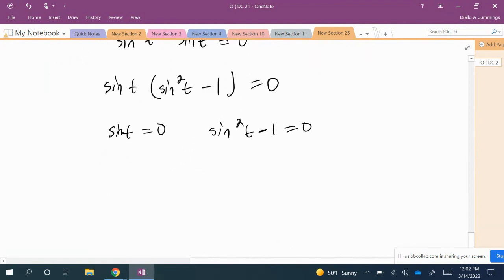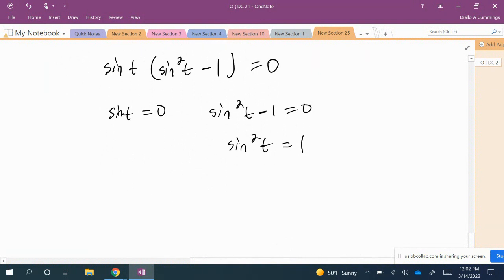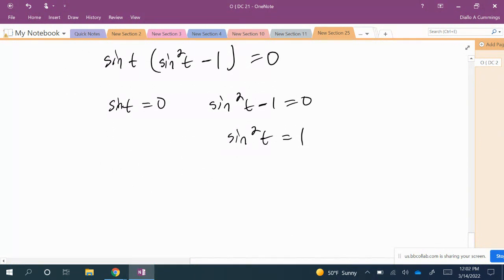For the second equation, I'm going to use the square root property. So I'm going to add 1 to both sides. And then if I apply the square root property, I'm going to take the square root of the left-hand side. So the square root and square cancel. I'm left with sine t. The right-hand side has to sprout the plus or minus, right? Plus or minus the square root of 1. So the sine of t is equal to plus or minus 1.